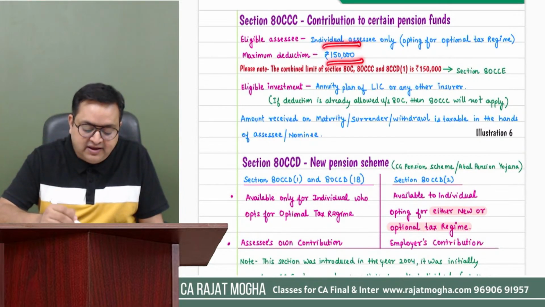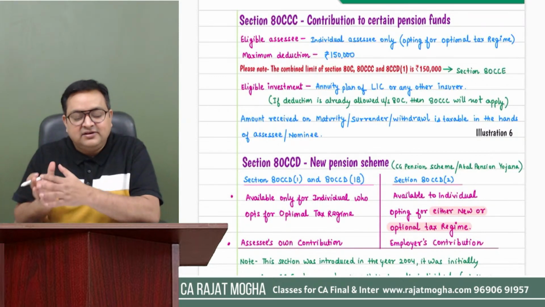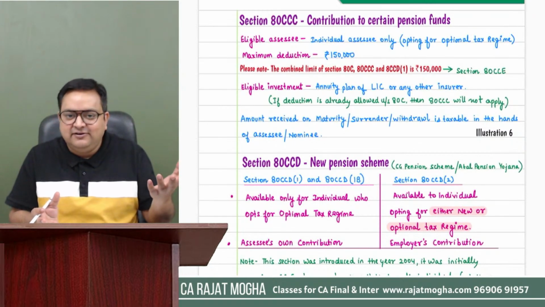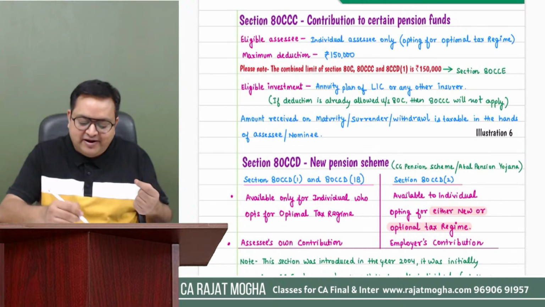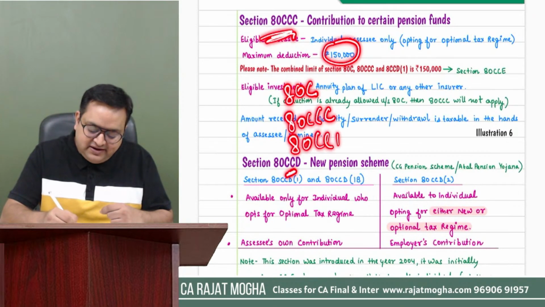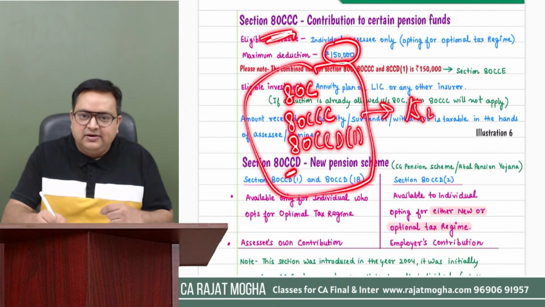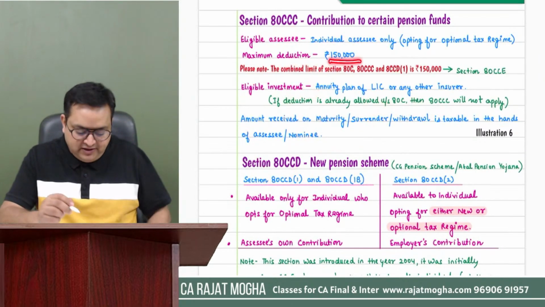How much? 150. Is this 150 limit a standalone limit, or is it shared with 80C also? They share the 1,50,000 limit: 80C, 80CCC, and 80CCD(1). These all three aggregate to 150. So the 150 limit is here as well.